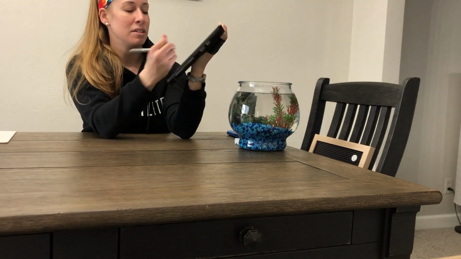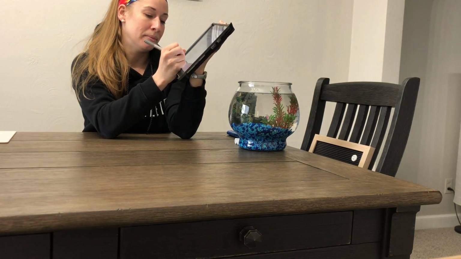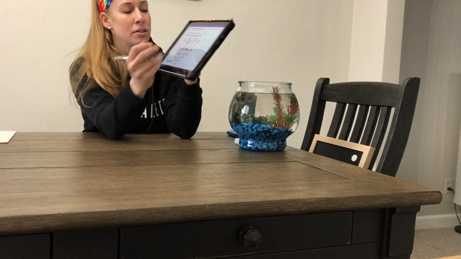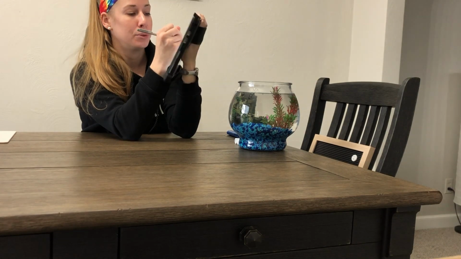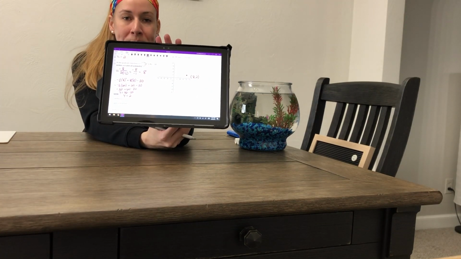Negative 32 plus 64 is positive 32. And 32 minus 30 is 2. So our vertex is the point (8, 2). There it is, okay, (8, 2).